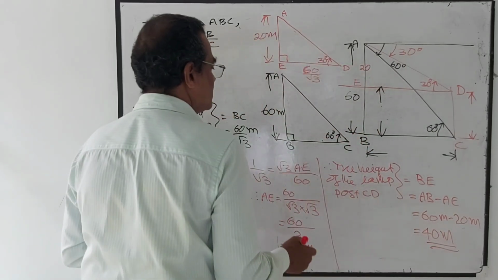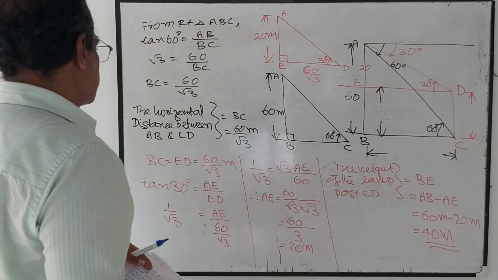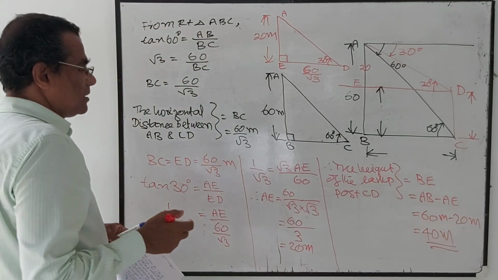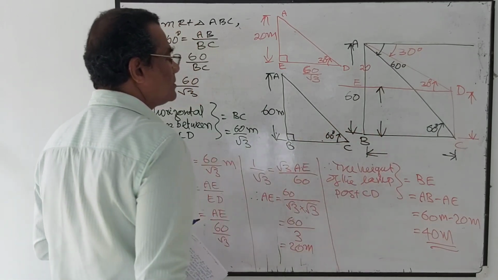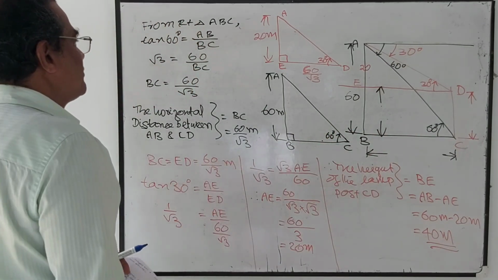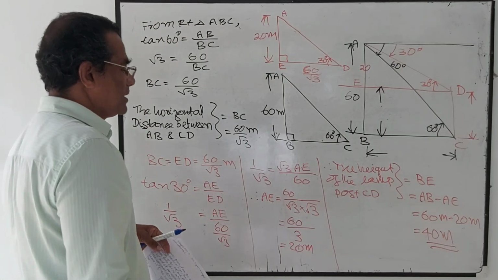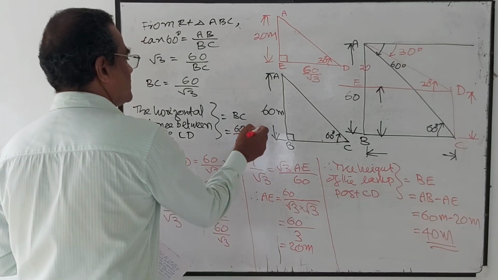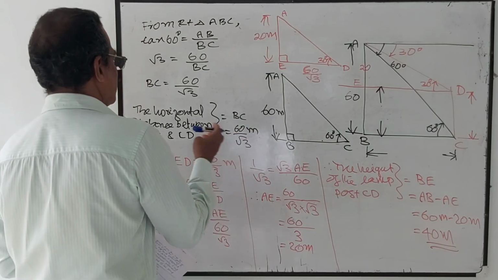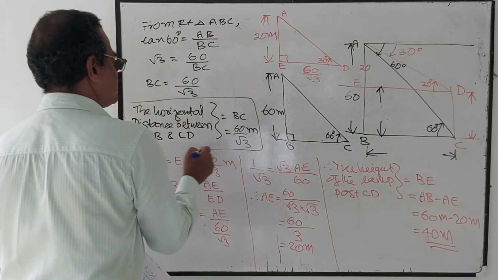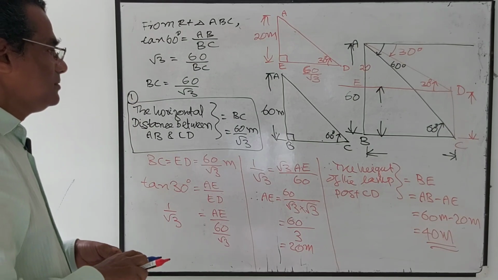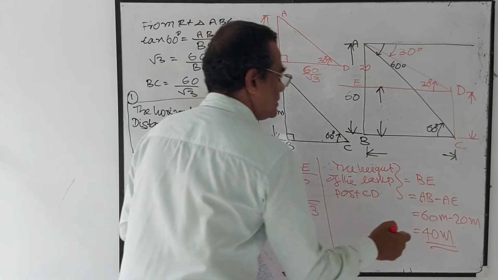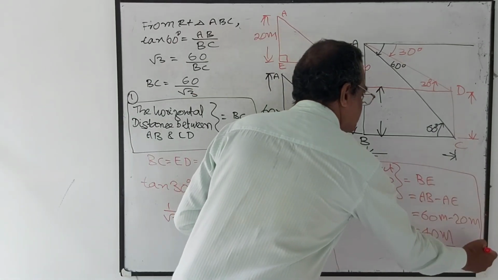So we got the two answers. One is the horizontal distance between AB and CD, that we obtained as 60 by root 3 meter. This is the answer, this one. This is the first part and this is the second part.